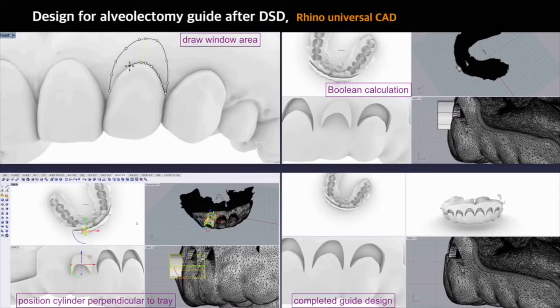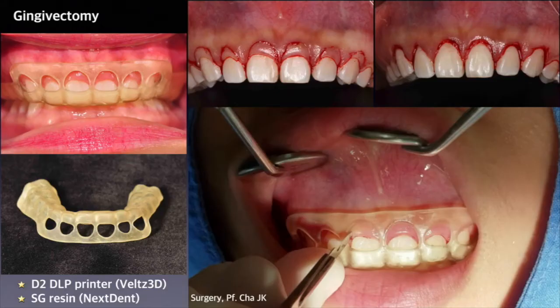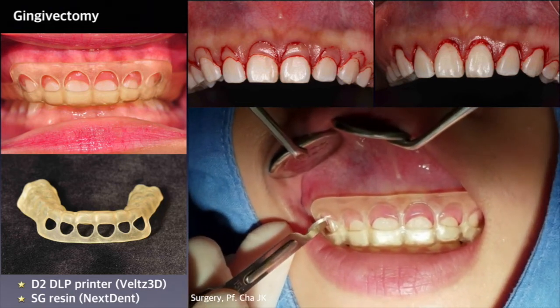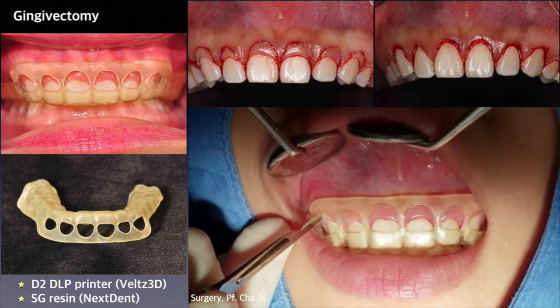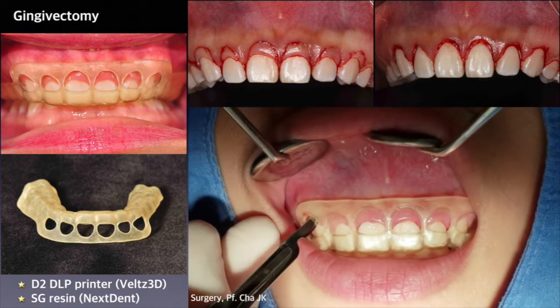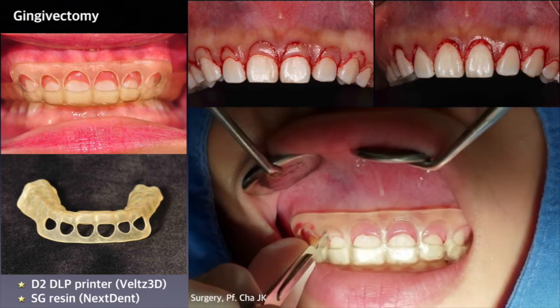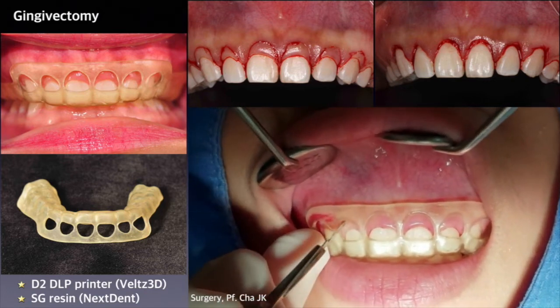I could not design the crescent shape for alveolectomy guide. For this purpose, I used Universal CAD software and used the Boolean command. Aesthetic mucogingival surgery was performed using a surgical scalpel along the internal margin of the gingivectomy guide. Gingival resection was performed with the accurate reference transferred from the planned smile.